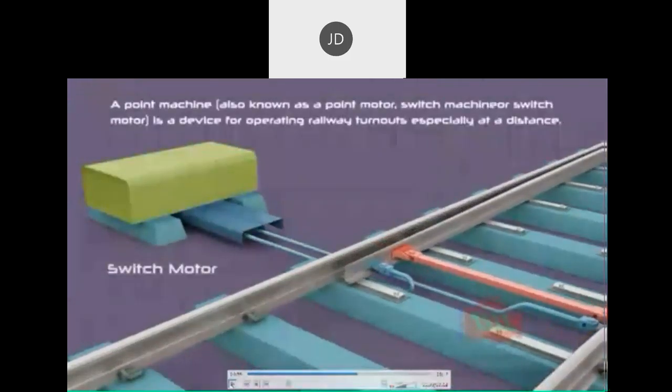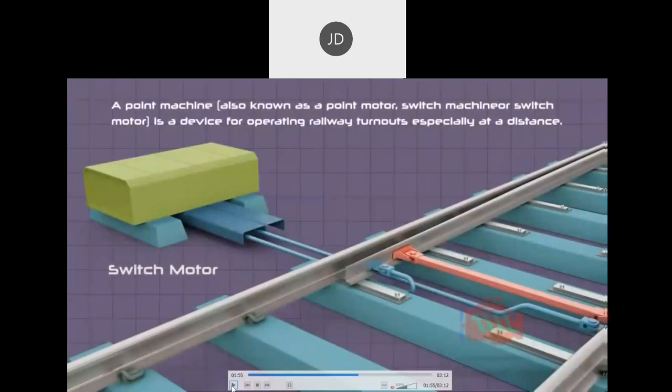So basically, switch or railway switch. If somebody asks you, tell me about railway switch. So railway switch or railway point, basically it's a combination of three main parts. One is your switch motor, switch rod, okay, and your point rail. Basically these three things, okay.